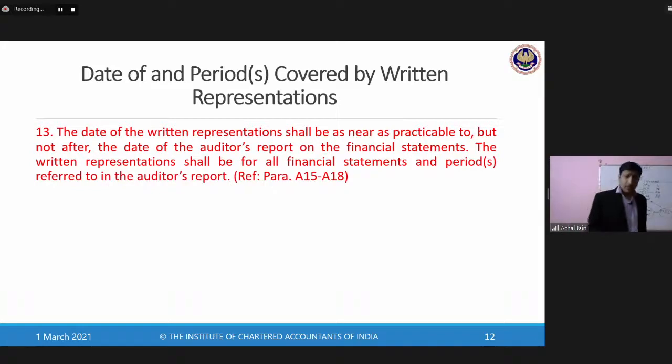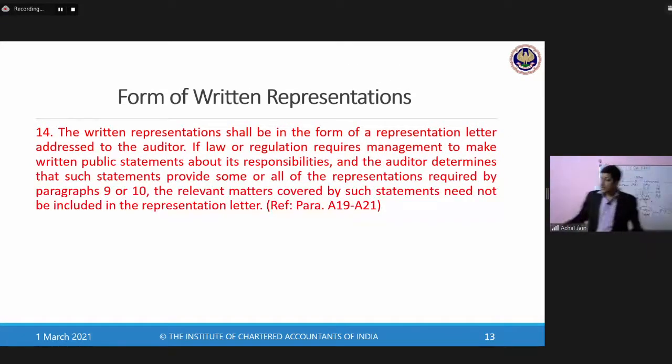All right. Now, as regards the form of the written representations, let's understand. The written representations shall be in the form of a letter addressed to the auditor. If the law or regulation requires management to make written public statements, meaning something which is going in the public domain about its responsibilities, and the auditor determines that such statements provide some or all of the written representations required by this standard, the relevant matters covered by such statements need not be included in the written representation letter, because that anyways is available in the public domain, from which anybody can pick up, including the auditor.